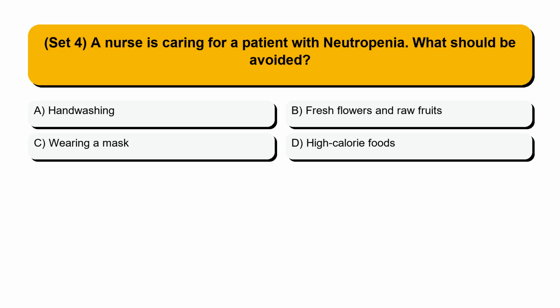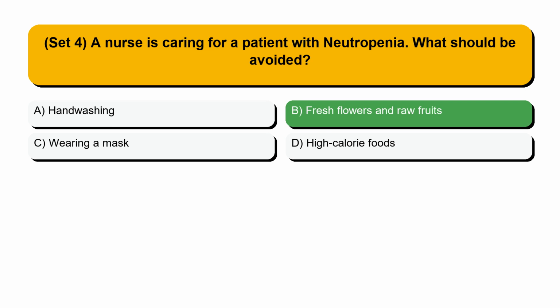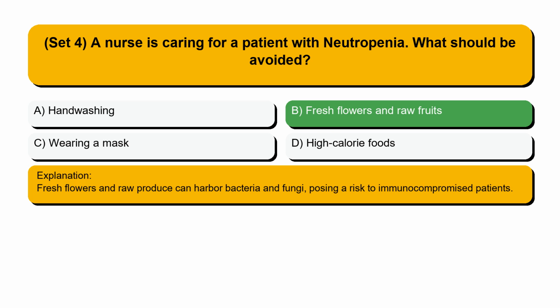Question 4. Set 4. A nurse is caring for a patient with neutropenia. What should be avoided? Option A, hand washing. Option B, fresh flowers and raw fruits. Option C, wearing a mask. Option D, high-calorie foods. The correct answer is option B, fresh flowers and raw fruits. Fresh flowers and raw produce can harbor bacteria and fungi, posing a risk to immunocompromised patients.